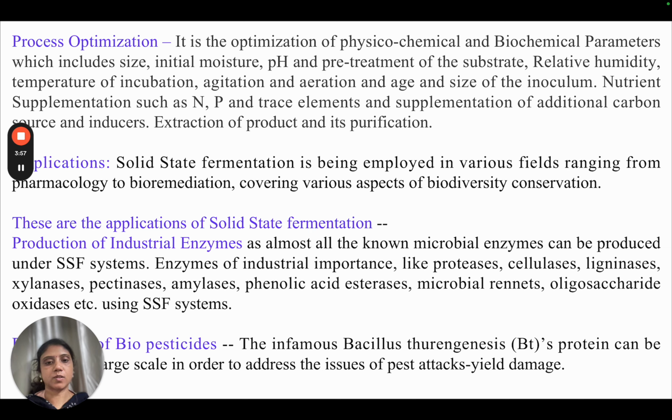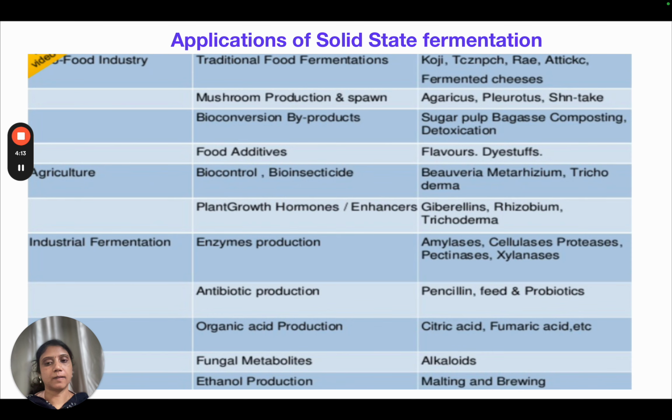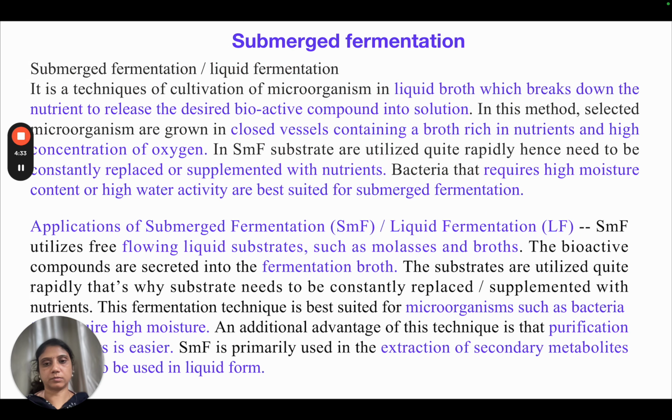Some of the applications: it is used in the production of proteases, cellulases, lignases, xylanases, and pectinases. In the case of biopesticides, Bacillus thuringiensis protein can be produced on a large scale to prevent the attack of pests in the case of BT cotton. And what are the applications? It's used in the food industry, agriculture, and industrial fermentation. In the food industry, large scale production of mushrooms, bioconversion of products, and food additives can be produced. In agriculture, biopesticides, biocontrol agents, and bioinsecticides are produced in large quantity.